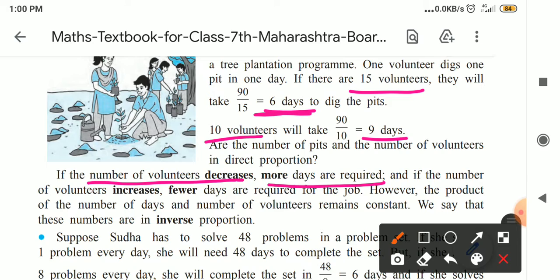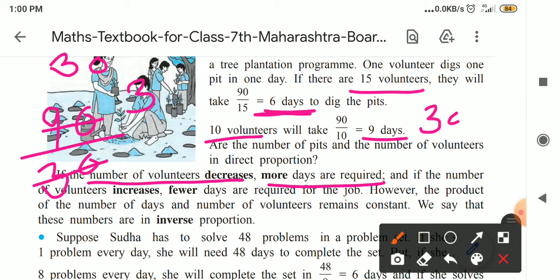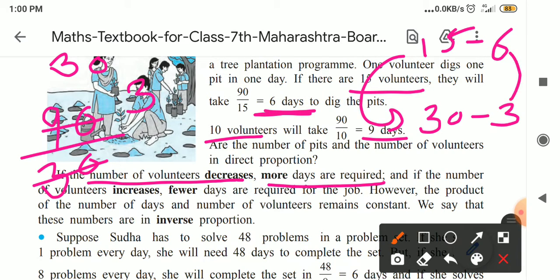And if the number of volunteers increases, suppose I take 30 volunteers. How many pits do we have to dig? 90. So 90 upon 30. 30 ones are 30 and 30 threes are 90. So if 30 volunteers are there, how many days are required? 3 days are required. If 15 volunteers are there, how many days are required? 6 days. So see here, the number of volunteers increased, days decrease. And if 10 volunteers are there, that is fewer than 15, then how many days were required? Here we saw it, 9.